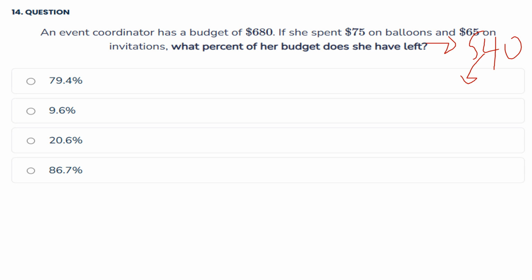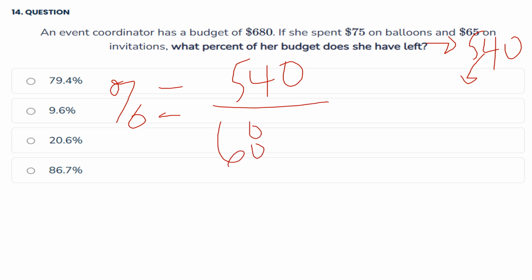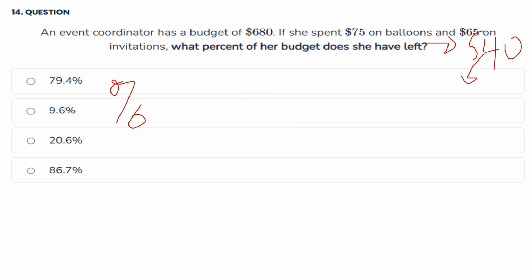So again, percent equals the part, which is 540, divided by $680. All right, so we're going to do the math now. So it's going to be a long math problem. Probably should have made this a little bit smaller because I need all that room on the right-hand side. So we're going to make that 5, give myself a little bit more room, $680. So let's go ahead and do the math.